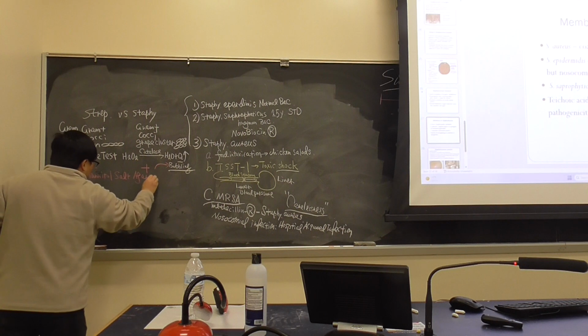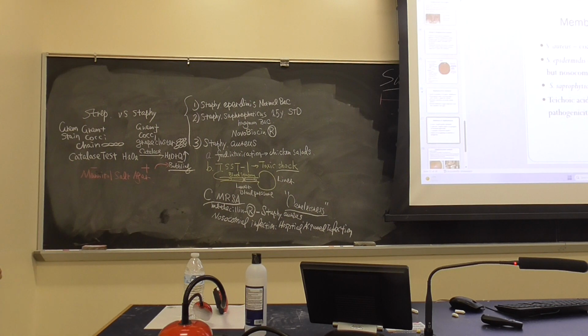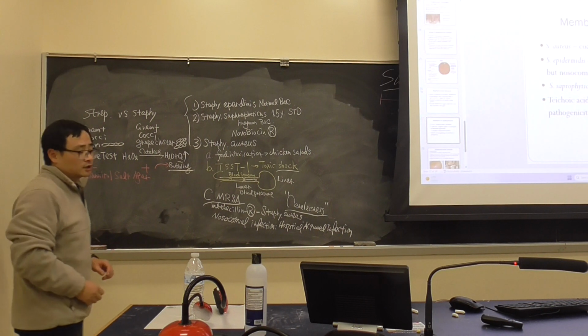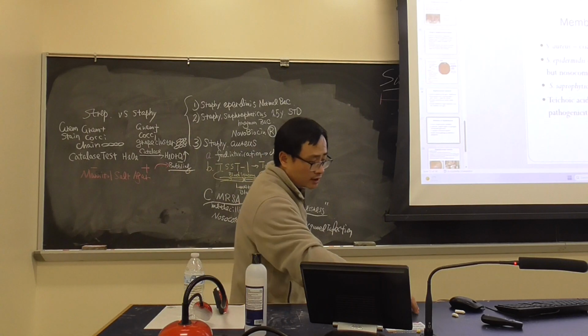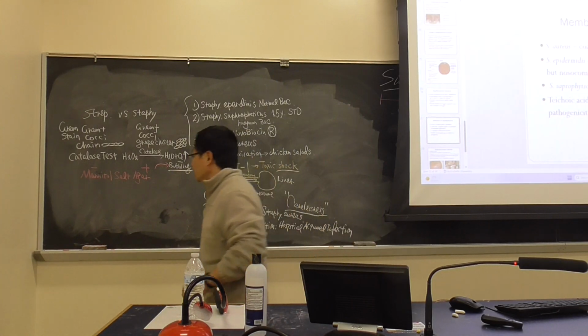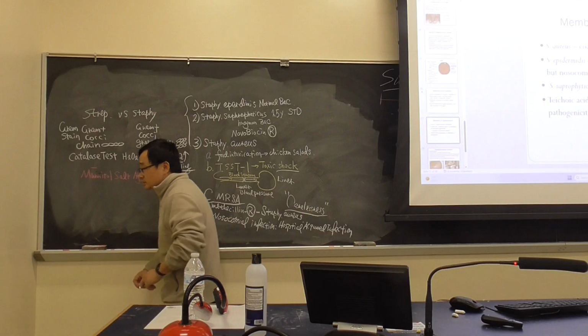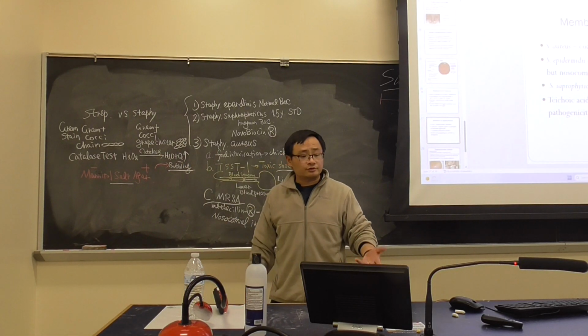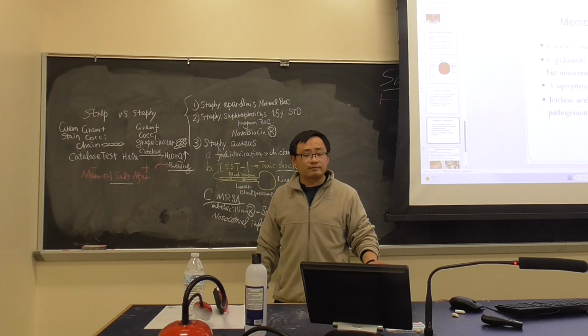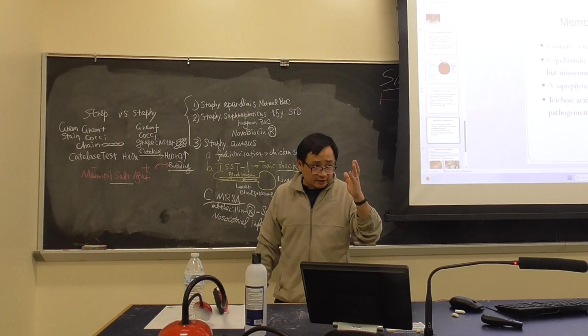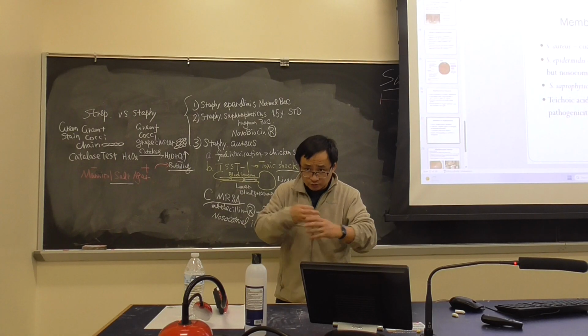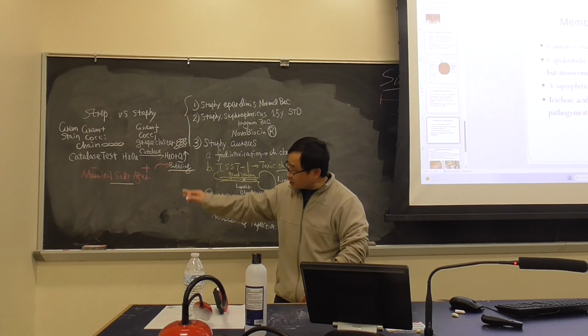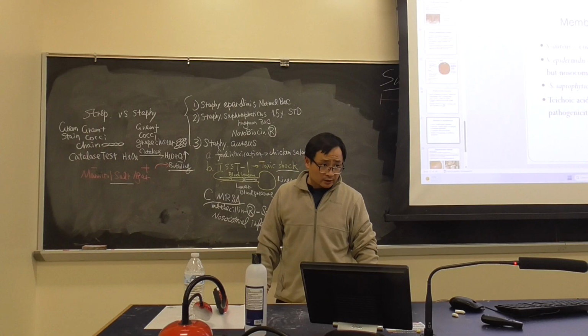This is a very interesting media. Mannitol salt agar, same as MacConkey agar, is a selective media and it is also a differentiated media. Why do we say it's a selective media? Because of salt. Salt will cause osmotic imbalance of a bacterial cell wall and cell membrane system. They will shrink and lose water. So salt is an inhibitor.